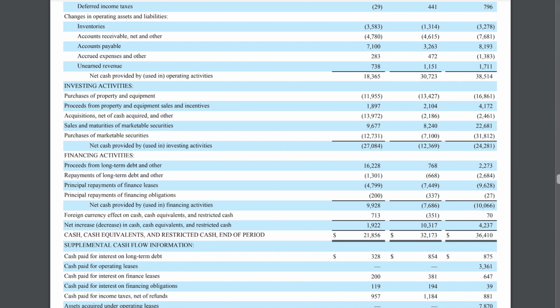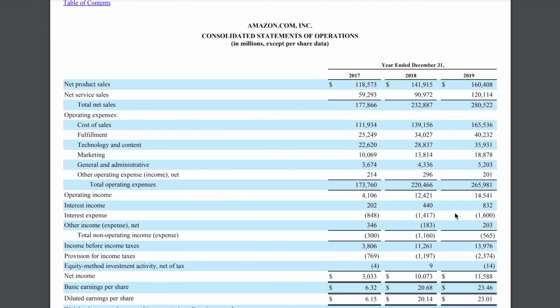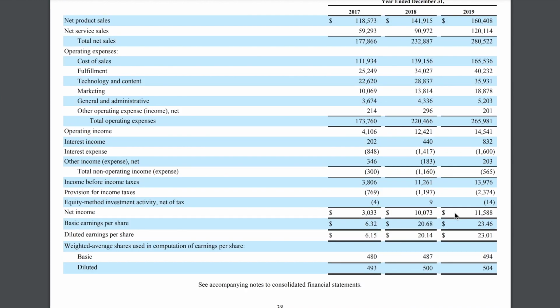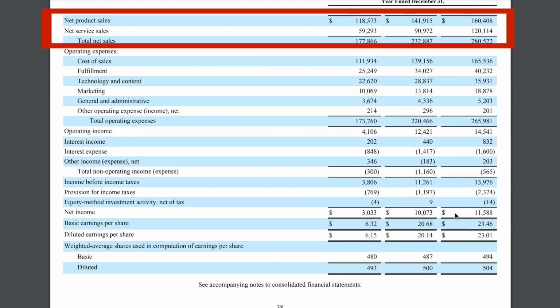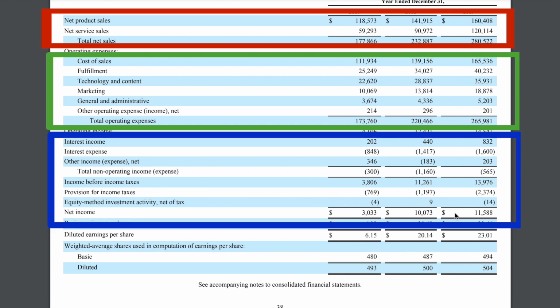If this number is negative, that means that they're paying off debts, and if it's positive, that usually means that they're taking on debt. The next statement in this is their statement of operations. This is basically the income statement. Usually, I like to think of these statements in 3 segments: revenues, operating expenses, and net income.